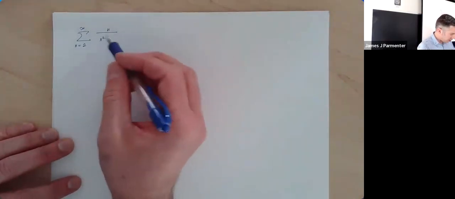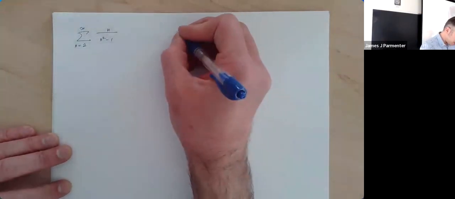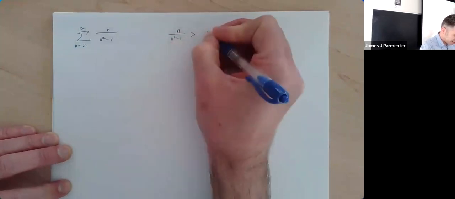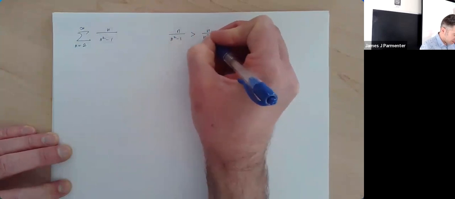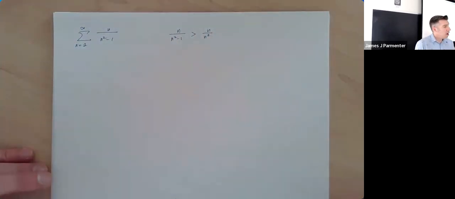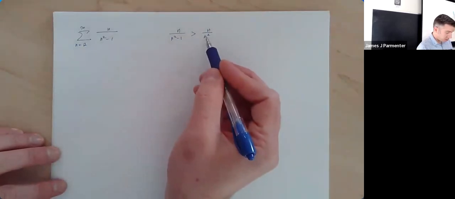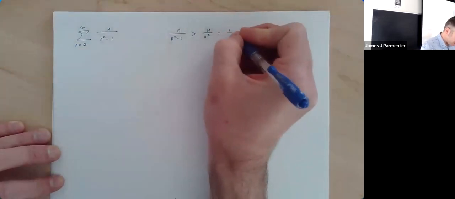We can see that, well, if we look at n over n squared minus 1, it's certainly bigger than n over n squared. A lot of these comparisons or inequalities that we make up have a lot to do with just deciding, is your denominator bigger or smaller, right? This fraction has a larger denominator, so it's a smaller fraction. And then that's equal to 1 over n.